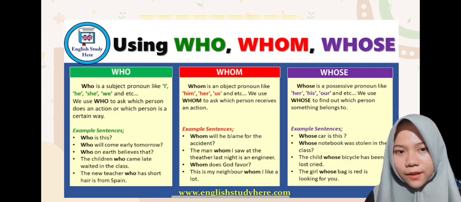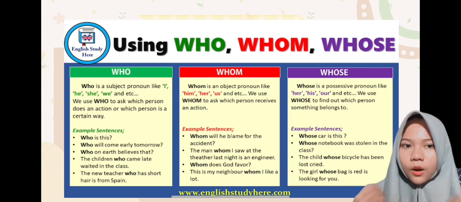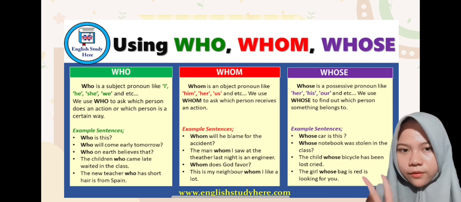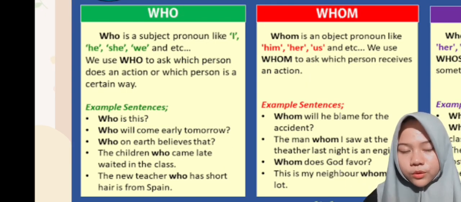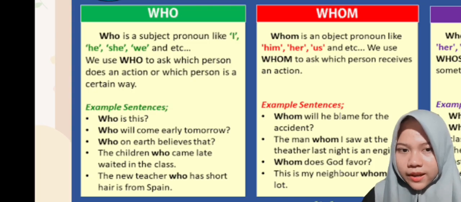For the last one, I have 3 WH questions. They are who, whom, and whose. How to differentiate the 3 of them? The first one is who. We use who to ask which person does an action or which person is a certain way.